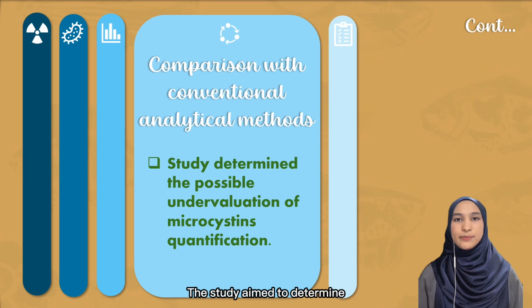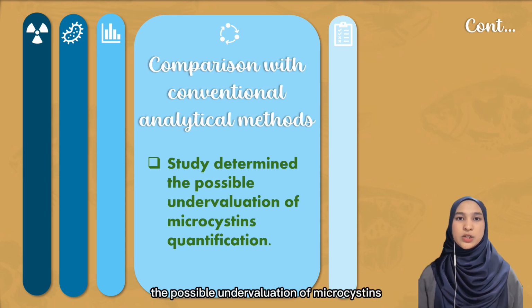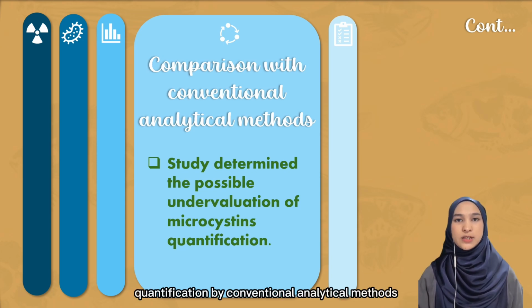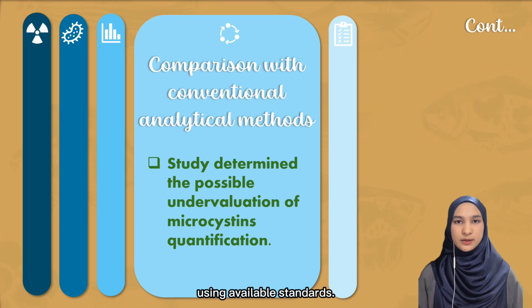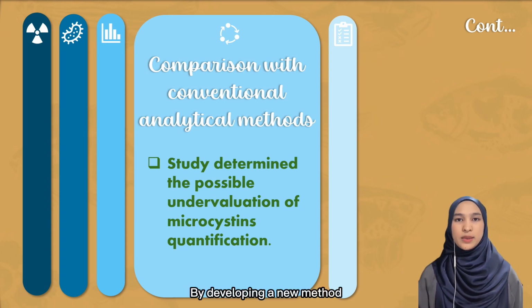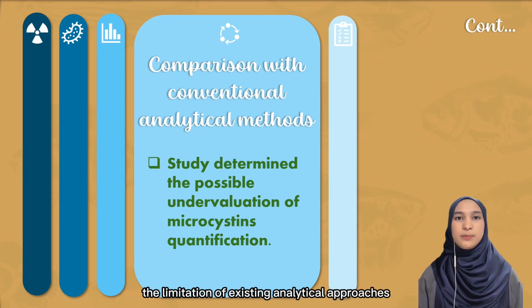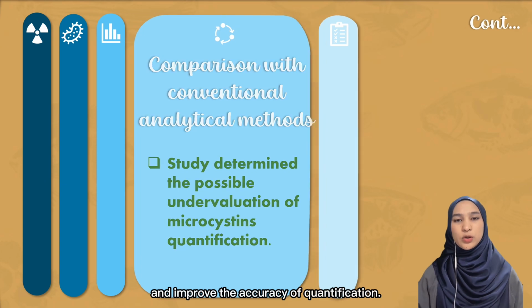Next is the comparison with conventional analytical methods. The study aimed to determine the possible undervaluation of microcystin quantification by conventional analytical methods that focus on individual microcystin variants using available standards. By developing a new method for total microcystin analysis, the researchers could assess the limitations of existing analytical approaches and improve the accuracy of quantification.